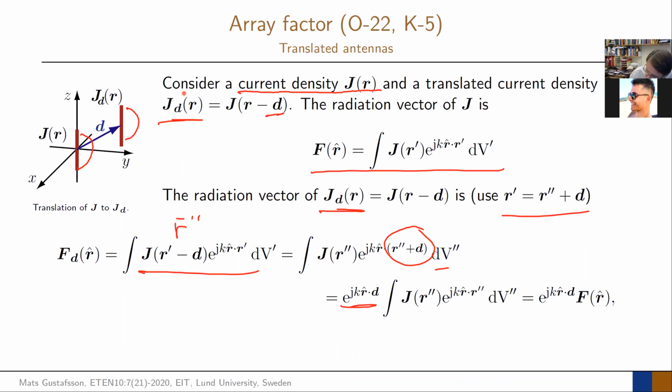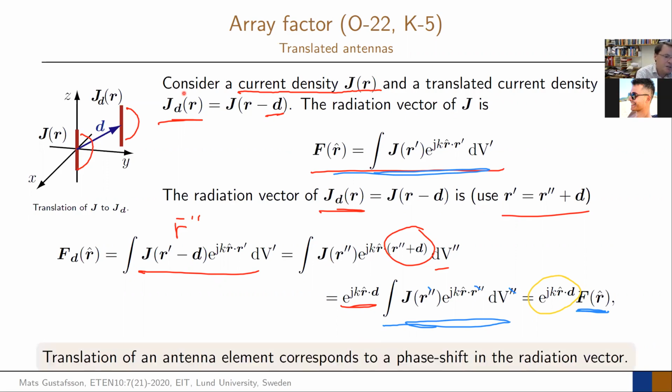The beautiful thing is that what's left here is exactly the same thing. Of course, there's still some r'' here, but I can change the variables again, and it's exactly the same thing as before. So by shifting this antenna element in space, I get the old radiation vector times, the important part, this phase term. That is the added part when we start doing these arrays. We get the multiplication by this phase term. That's all that happens. So a change of position gives a phase shift of the radiation vector.